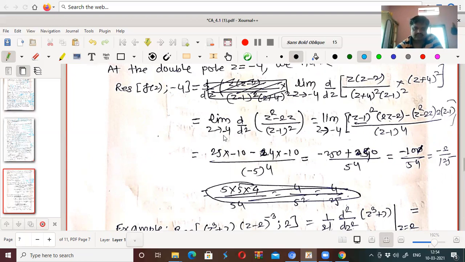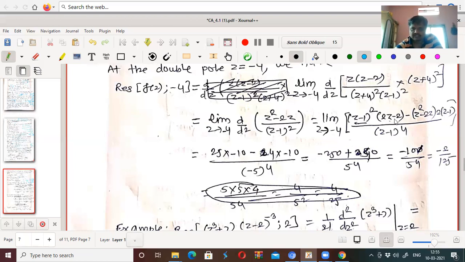The limit as z tends to minus 4 of d by dz of z square minus 2z upon z minus 1 whole square. Again we use the u by v formula: denominator into derivative of numerator minus numerator into derivative of denominator. So we get, by putting z equal to minus 4, minus 4 minus 1, that is minus 5 square, which is 25.